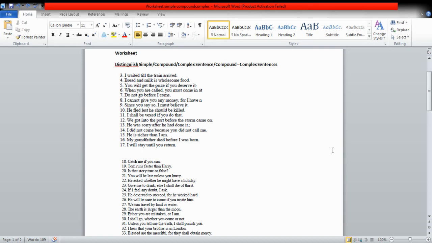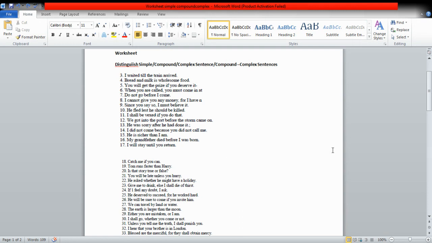You will be late, independent clause, unless you hurry, subordinate clause, so it will be a complex sentence. He asked, independent clause, whether he might have a holiday, subordinate clause, so it will be a complex sentence. Give me to drink, independent clause, else I shall die of thirst, subordinate clause, so it will be a complex sentence. If I feel any doubt, subordinate clause, I ask, independent clause, so it will be a complex sentence.